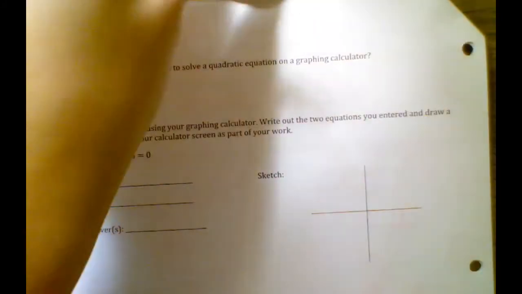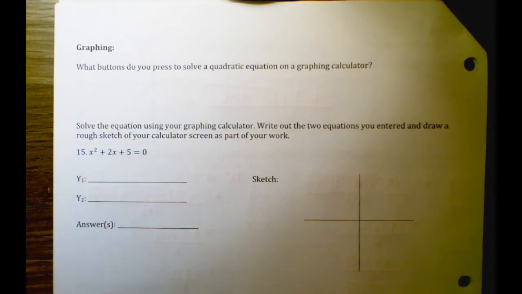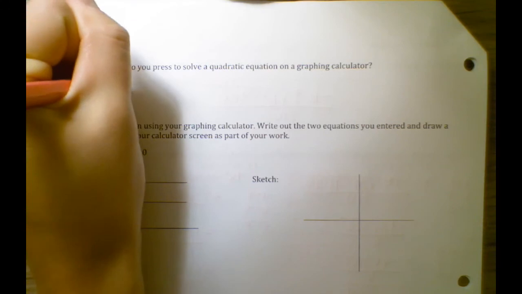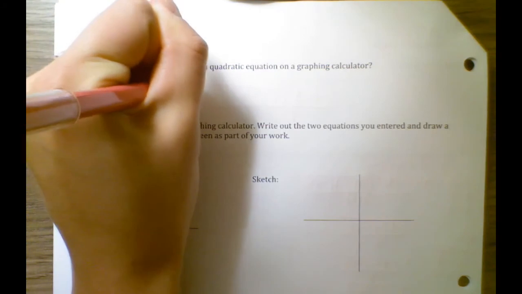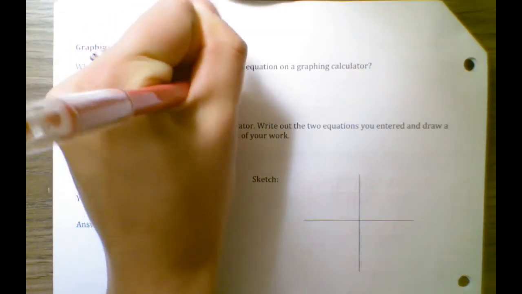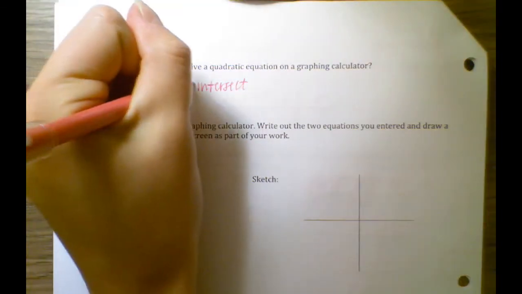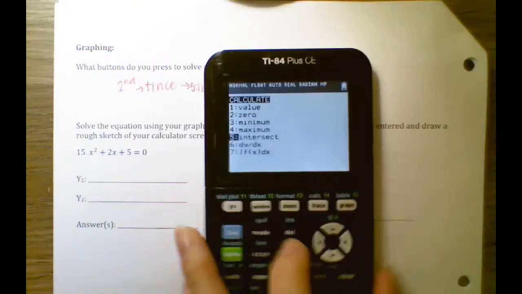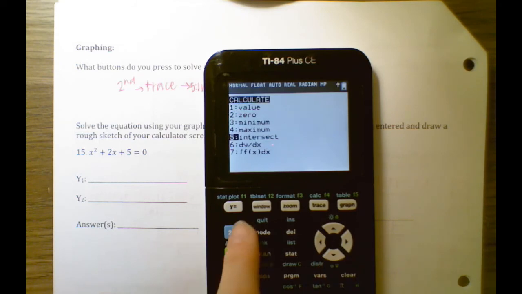All right, graphing. What buttons do you press to solve a quadratic equation on a graphing calculator? Now, a couple different ways to do this. I know I showed my class, you can find it using the zeros, but the video that you guys watched says that you want to hit second trace and you're going to use the intersect feature, which is number 5. Okay, I'll show you how to get there. So you hit second trace and you're going to use that intersect button, okay?